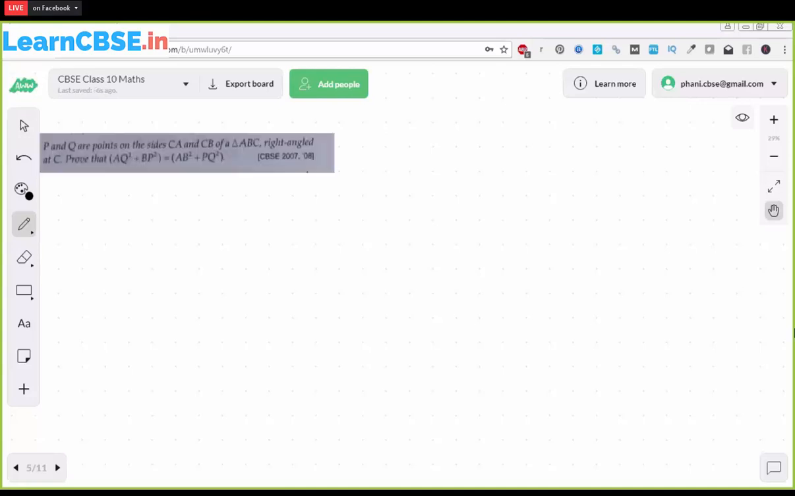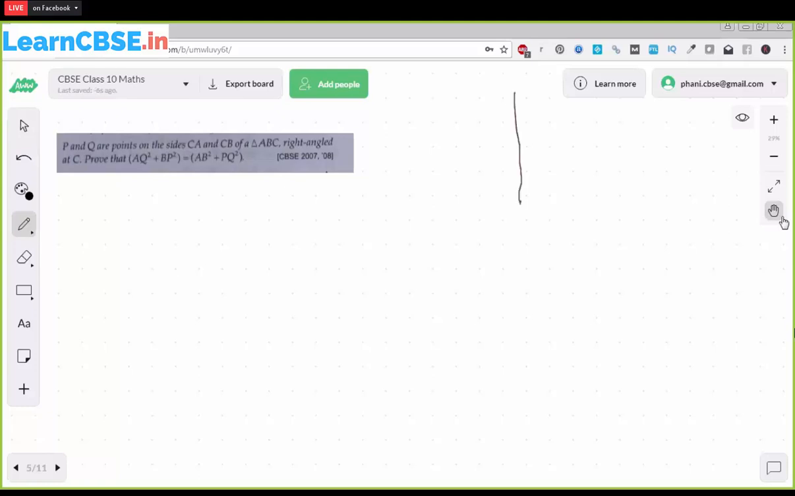The next question says that P and Q are 2 points on the sides CA and CB of a triangle ABC, right angled at C. So let's draw a right angle triangle. It is right angled at C. The name is ABC. So this is A, this is B, this is C. And it's given that P and Q are the points on CA and CB. So we take 2 points, P here and Q here. They are just any points on the CA side and CB side.